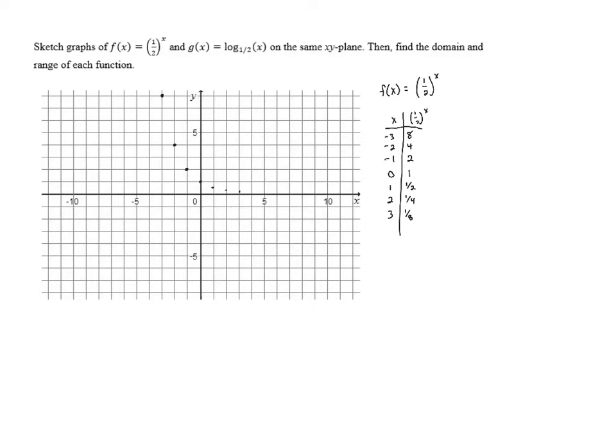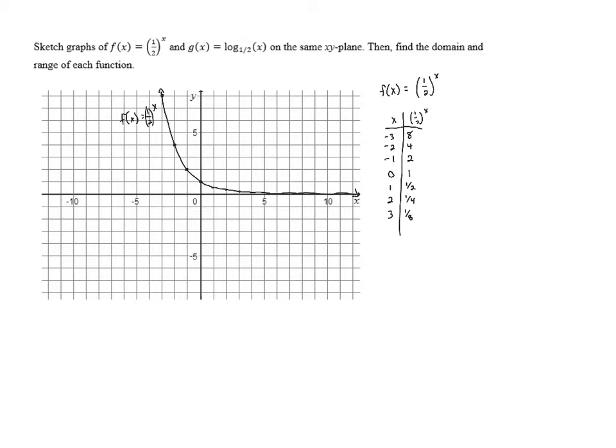3, 1/8. Because the base of this exponential function is less than 1, instead of increasing to the right and asymptotically approaching the x-axis to the left, here we're actually going to be going up as we move to the left and then asymptotically approaching the x-axis on the right-hand side. So this is the graph of f of x equals 1/2 raised to the x power.